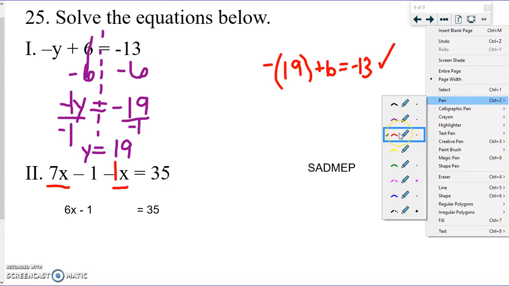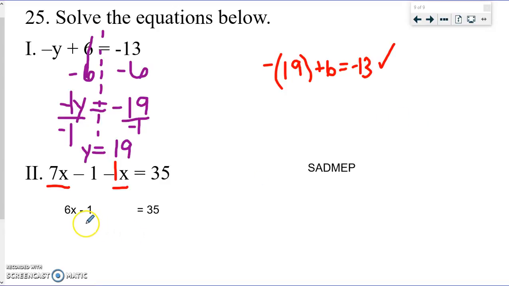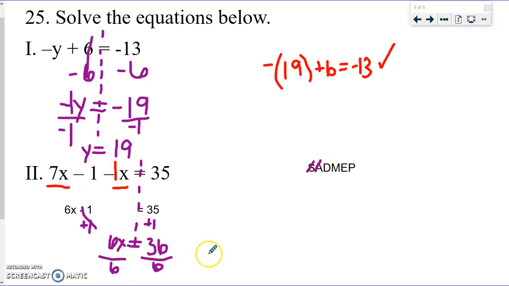So we need to add 1 to both sides because it's a minus 1. So that gives us, again, if you want to draw the dotted line through the equal sign, you can do that. That helps. And then you get 6x equals 36. Now that we undid the addition and subtraction, now we need to undo the multiplication and division. So 6x means 6 times x. So we divide both sides by 6. And we get x equals 6.